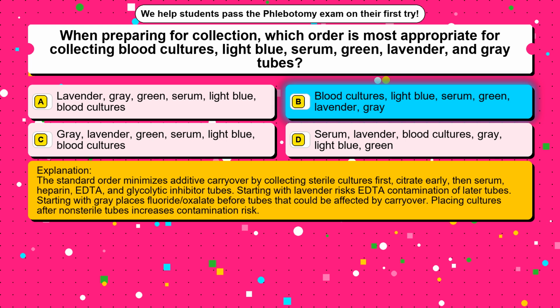tubes. Starting with lavender risks EDTA contamination of later tubes. Starting with gray places fluoride/oxalate before tubes that could be affected by carryover. Placing cultures after non-sterile tubes increases contamination risk.